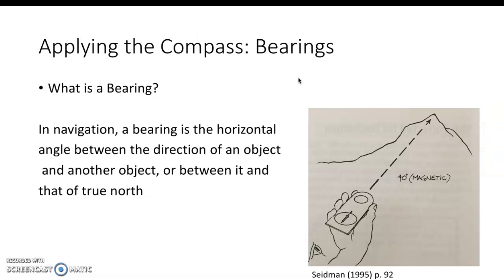So just as a review, what is a bearing? We've talked about bearings a little bit in this class. I've mentioned them in this previous lecture so far, but it's a navigational tool. It's the horizontal angle between the direction of an object and another object, or between it and true north. So basically, you take a measurement, and it's a difference between that measurement and true north.